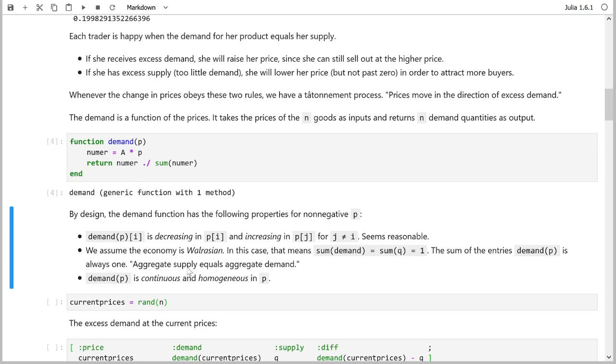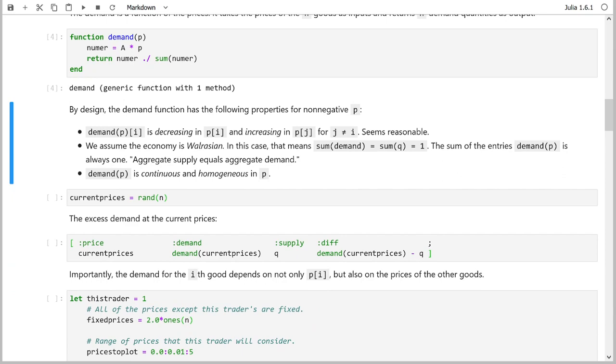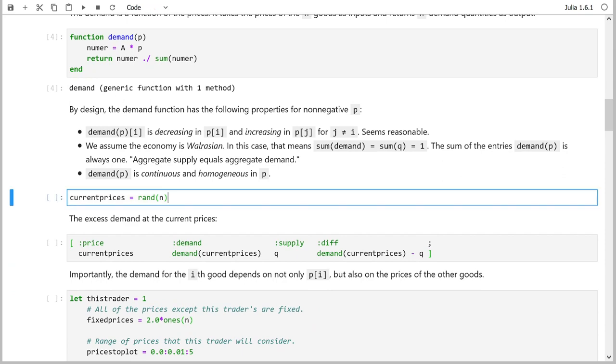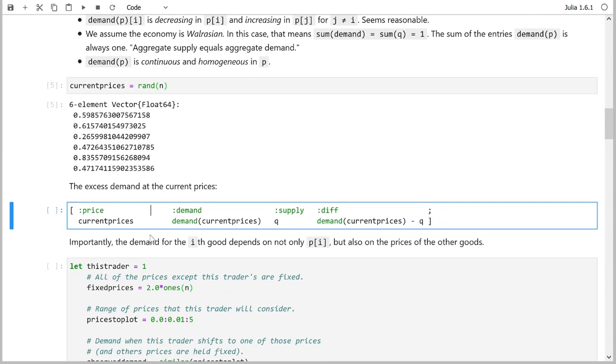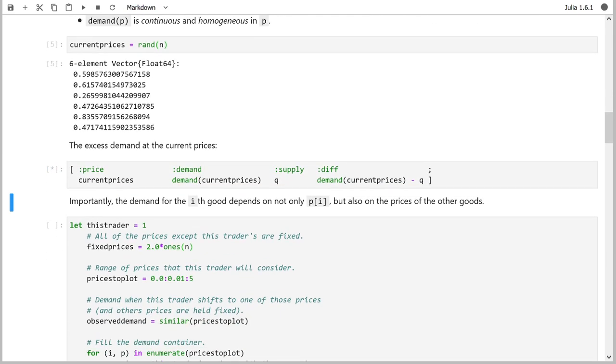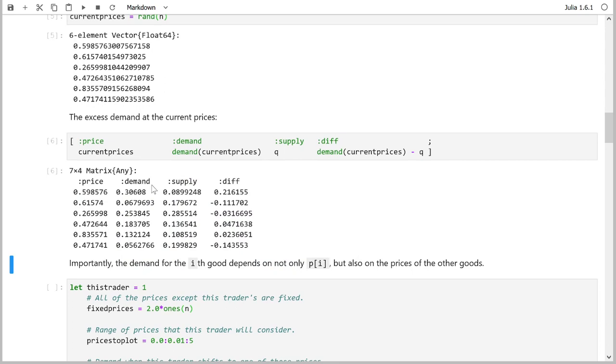And what this means practically for us is that we can always assume that the prices sum to 1, right? If we got some greater prices, we could just divide by their sum, and we would end up with an equivalent price that yields exactly the same demand. So let's just test out our demand function by generating some random prices. And what we're going to do now is check out the excess demand and see if we can predict how the prices should move. So the current prices, I've made a little fake data frame here, are given here on the left.